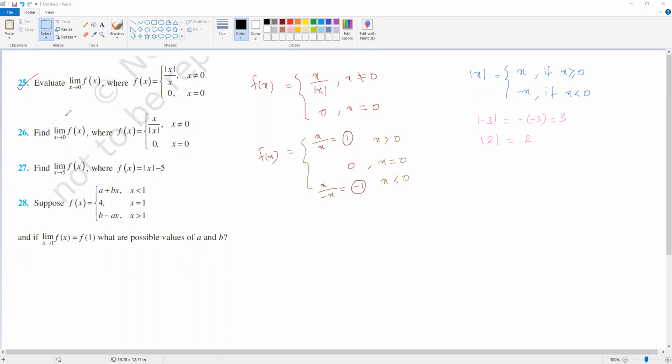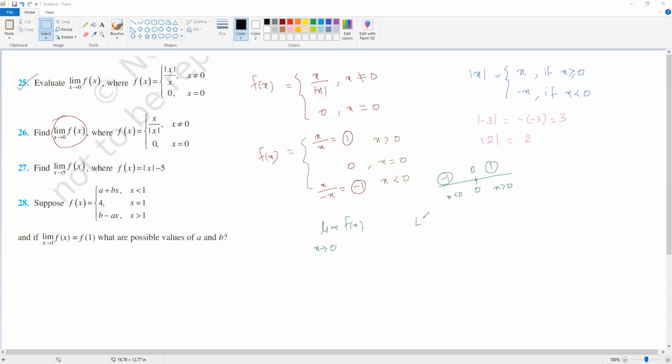Now we can come to the question. We need the limit of that function as x approaches 0. But we can see, see this is your x is equal to 0. Right side, when x is greater than 0, the function is 1. When x is less than 0, matlab 0 ka left side mein, the function is minus 1, and at 0 the function is 0. Okay, so you can see on the right side there is one definition, on the left side another definition. So you have to find the left hand limit and right hand limit separately.